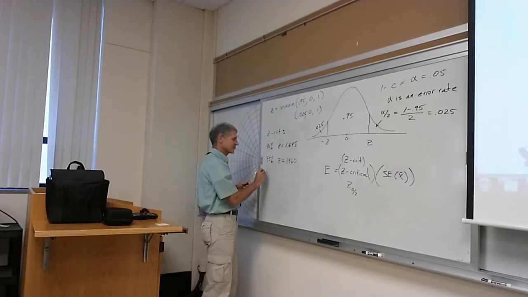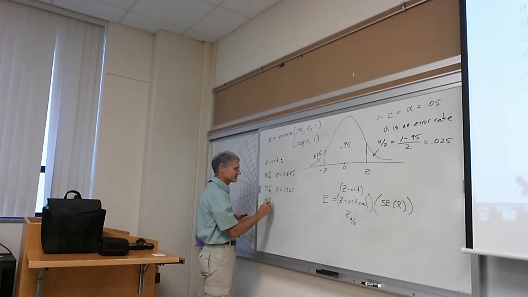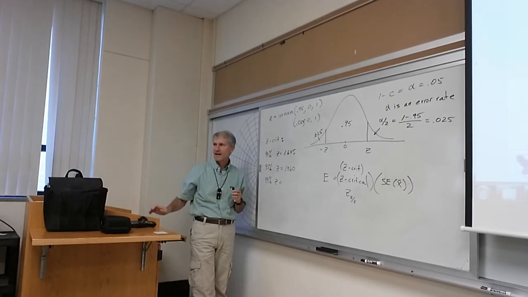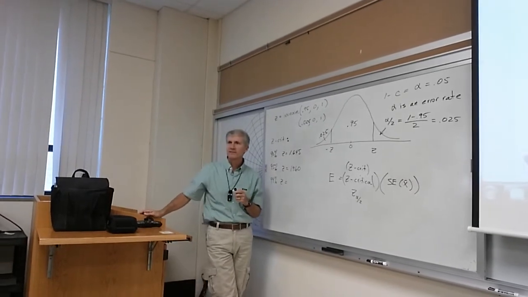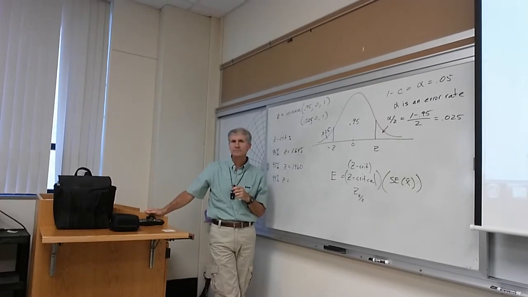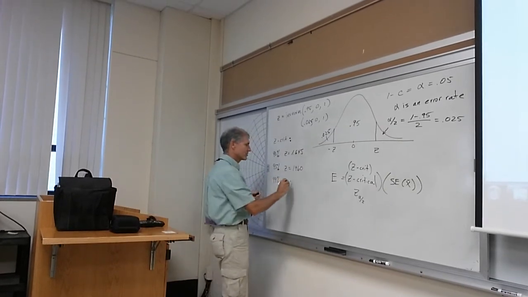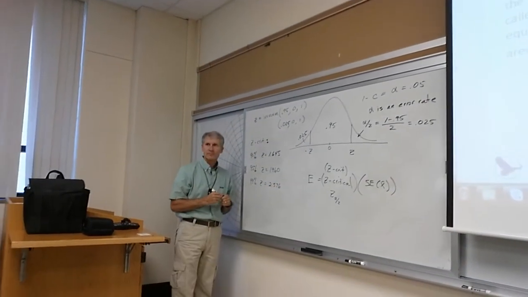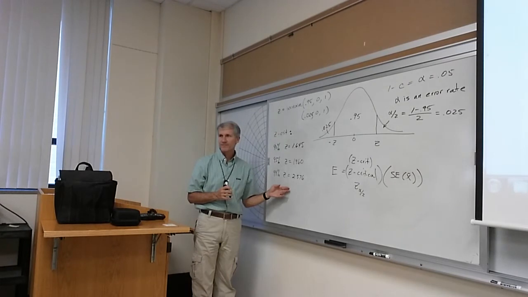Right, now you do 99%. Half the leftover area. Good. 2.576. Everybody understanding how to get these?